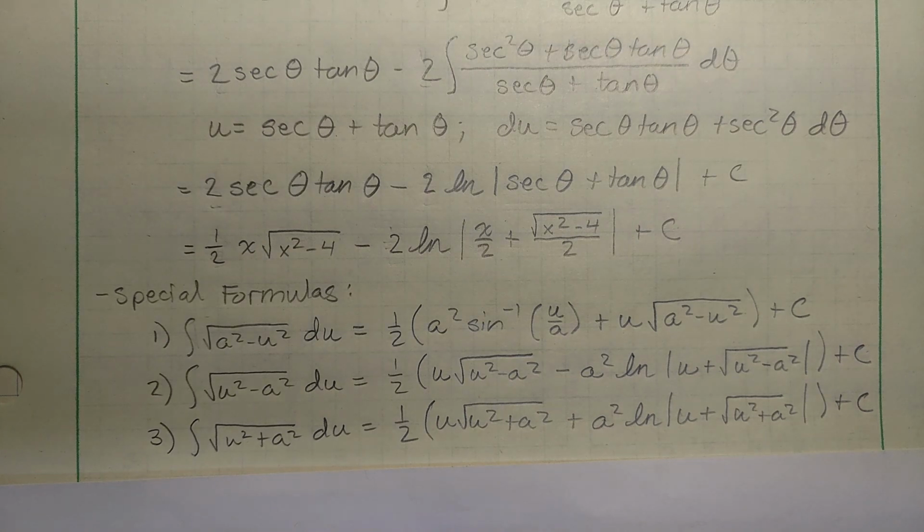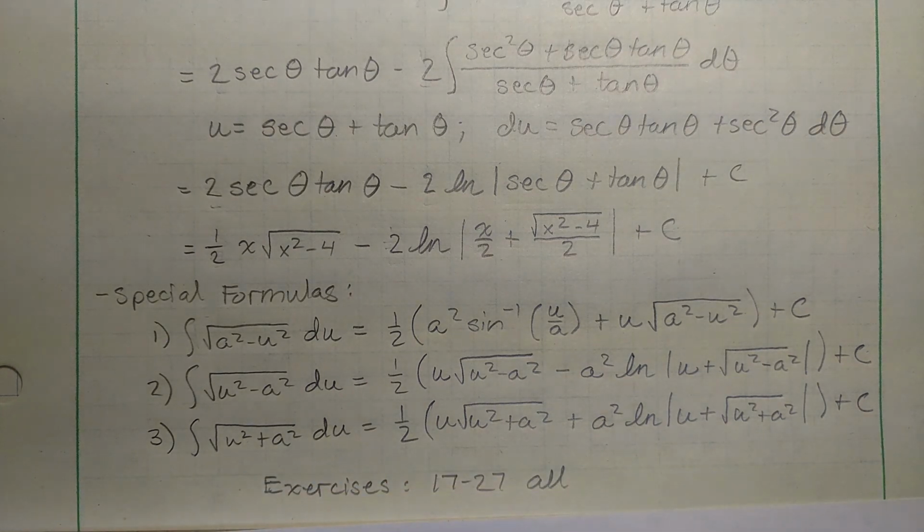Okay, hope you're sufficiently motivated to use and know your special formulas. Your exercises are 17 through 27 all. Some of those are going to be use special formulas. I think 4 of them are those, or maybe more. Some of them can actually be done without using trig substitution. You can do it just with u substitution. When you can, do it. It's quicker. But when you have to use trig sub, use it.